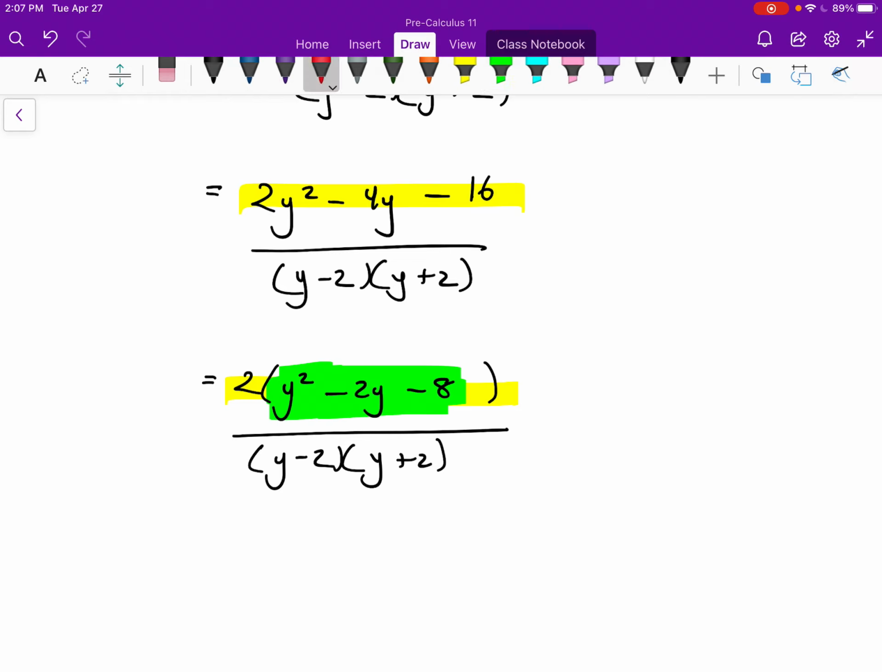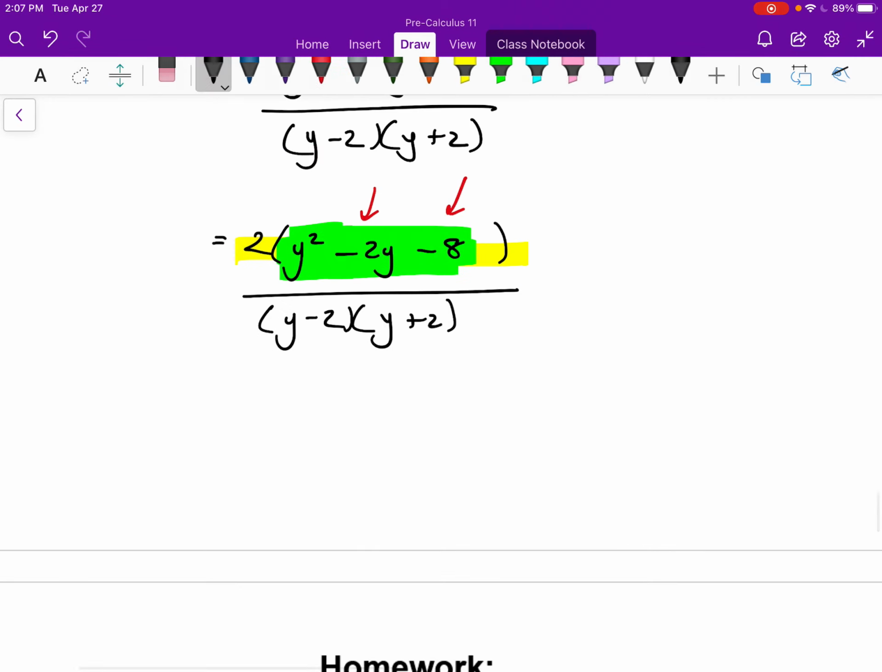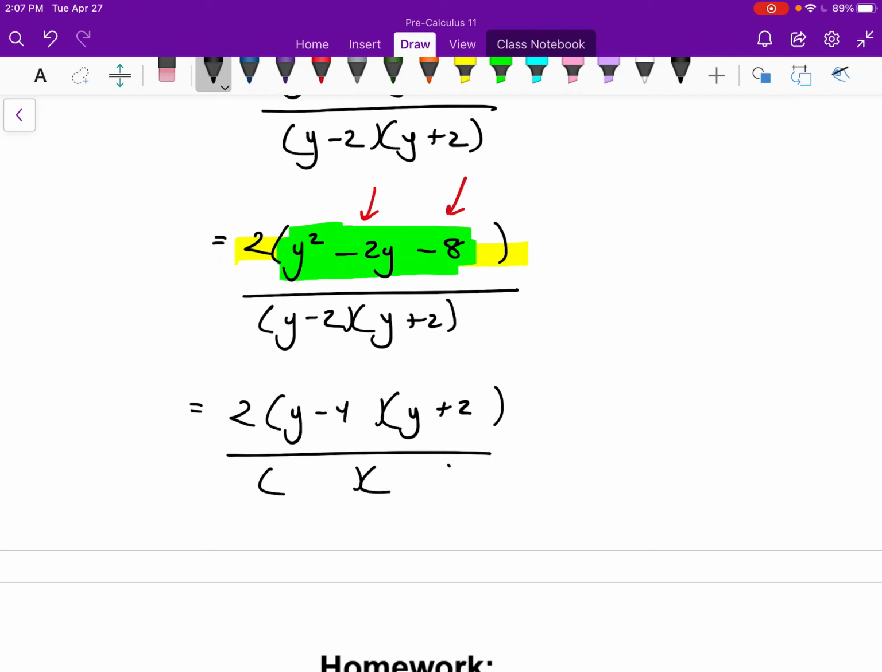Yes, I can, because there are two numbers that multiply to negative 8 and add to negative 2. Negative 4 and positive 2, which means, lucky you, there's more to do. So that part in green can be factored into y minus 4 and y plus 2. And so yes, there is a common factor, after all, that does cancel out. And so now cancel that out and cancel that out.